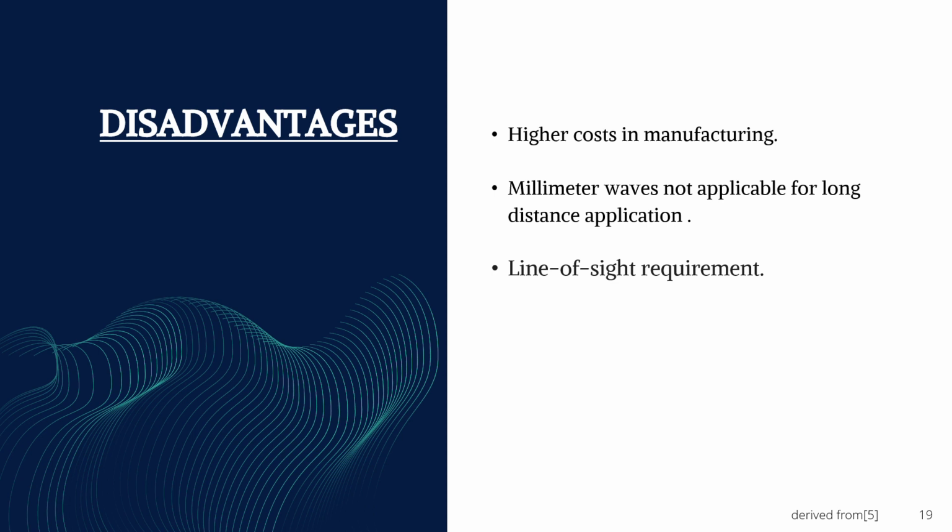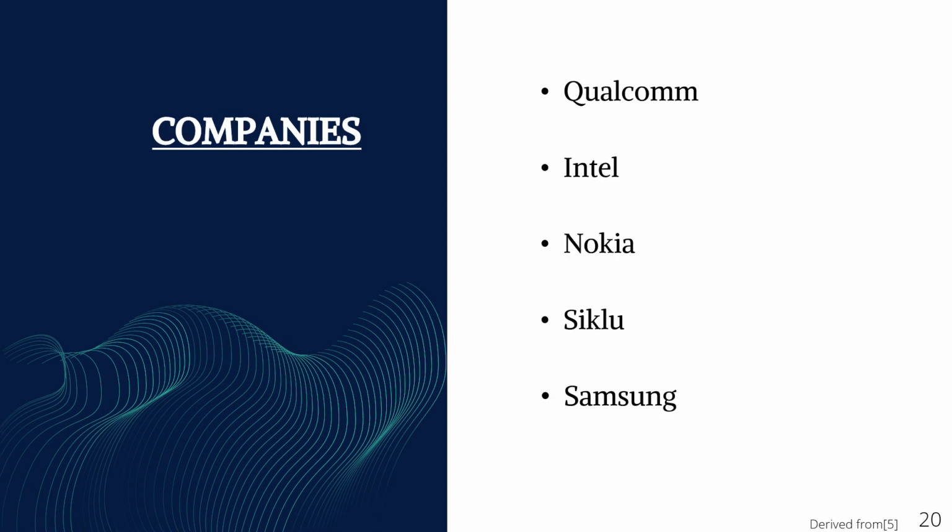Moving to some of the disadvantages, millimeter wave has higher power consumption because its circuits are more complex, so it leads to higher manufacturing cost. Next one is that millimeter waves are not applicable for long distance applications due to their high frequency and short wavelength. Next one is the line of sight requirement.